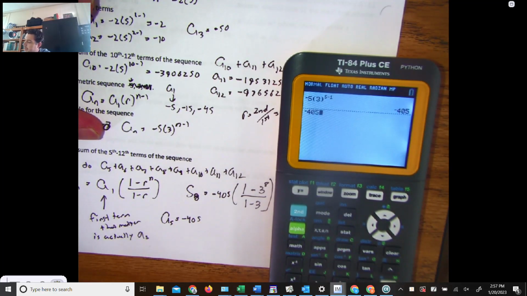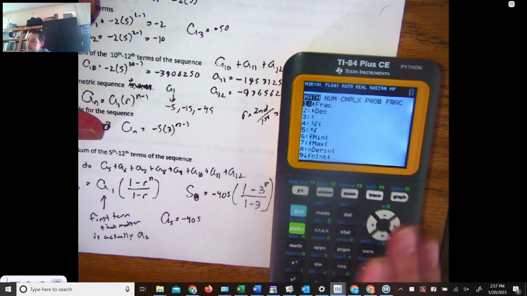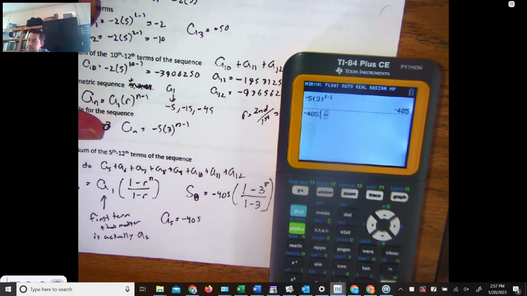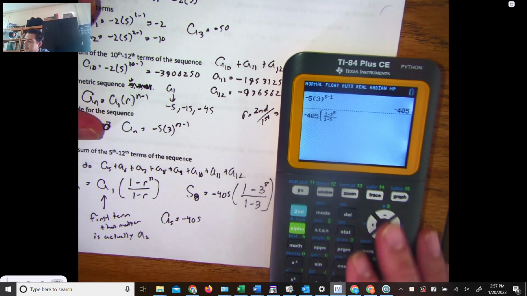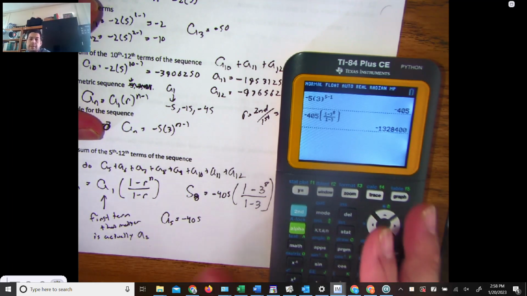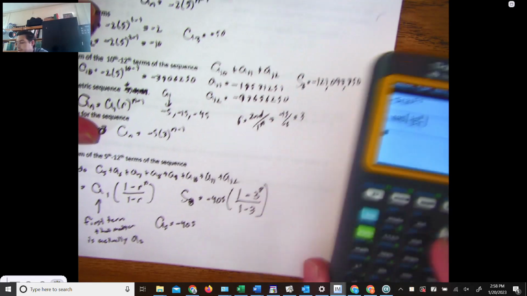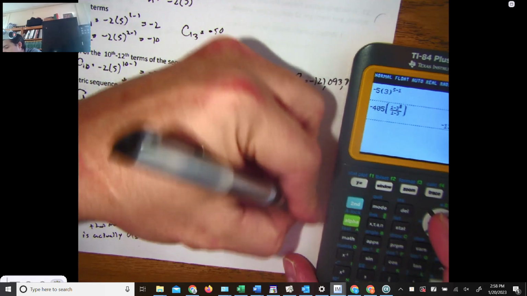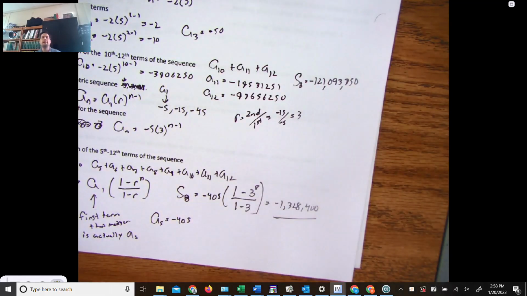Negative 405, set of parentheses, numerator over denominator. 1 minus 3 to the 8th power. Down low, 1 minus 3. If you don't know that's negative 2, use a set of parentheses, and there is your answer. That's it. It ends up being negative 1,328,400. All right, so that's done.